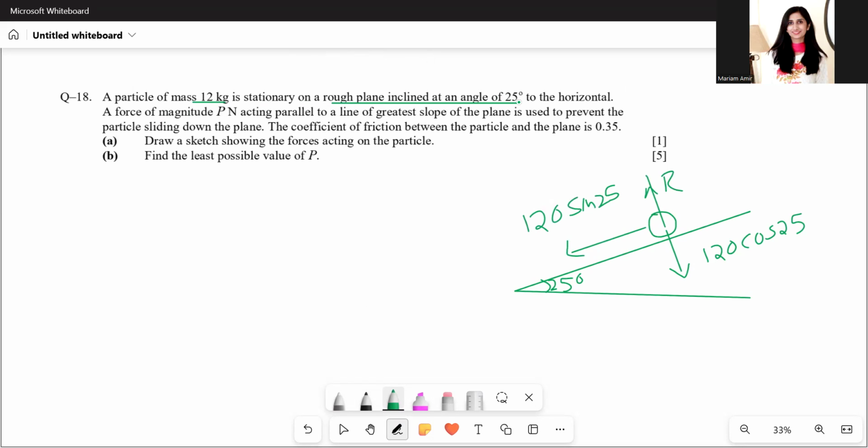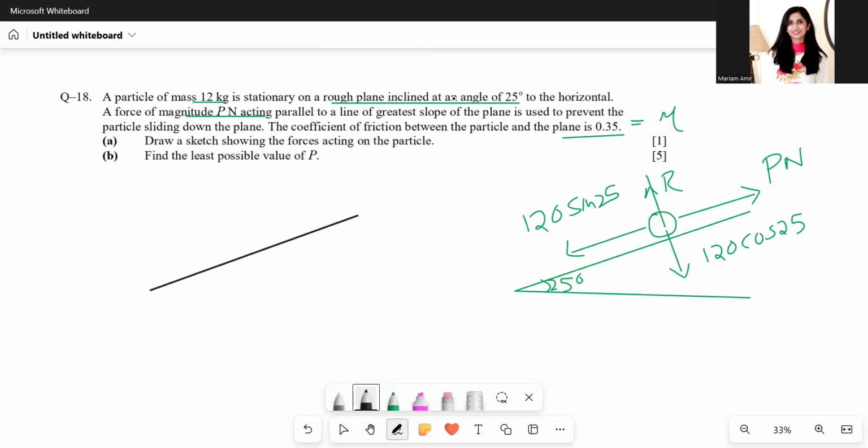A force of magnitude P Newton acting parallel to the line of greatest slope of the plane is used to prevent the particle from sliding down. The coefficient of friction between the particle and the plane is this. This is the value of mu. Draw the sketch showing the forces acting on the plane. Okay, and P Newton would be in this direction since it's stopping it from falling downwards. So we have to draw a sketch showing all the forces.